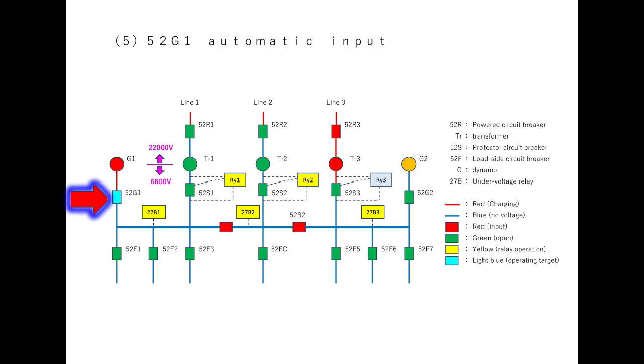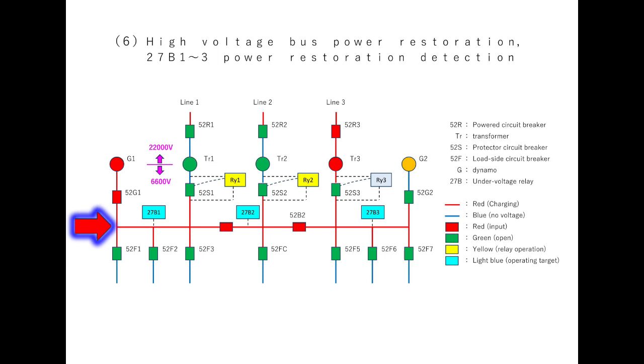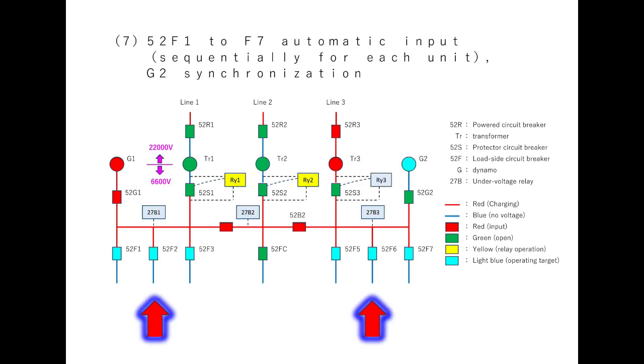When G1 voltage is established, 52G1 is automatically turned on. Then, electricity is sent to the busbar, so power is restored to the busbar. Since the under voltage relay returns to normal, 27B1, B2, and B3 will automatically return. When the under voltage relay automatically resets, feeder circuit breakers 52F1 through F7 will automatically close at different times.